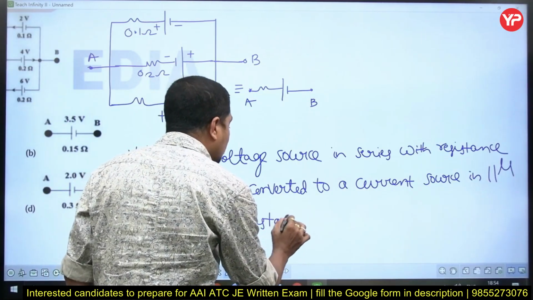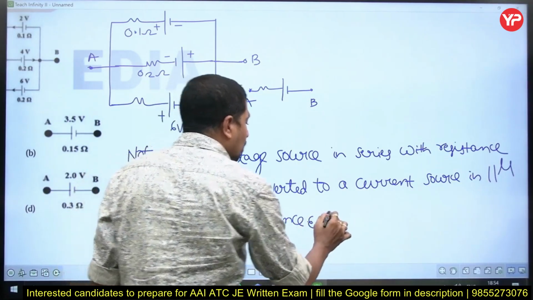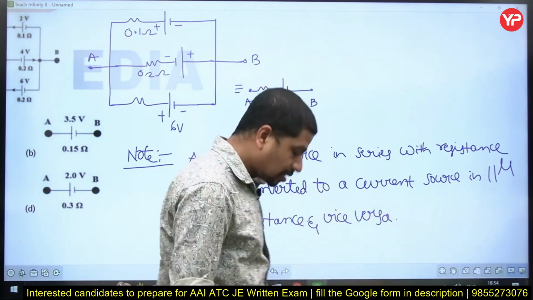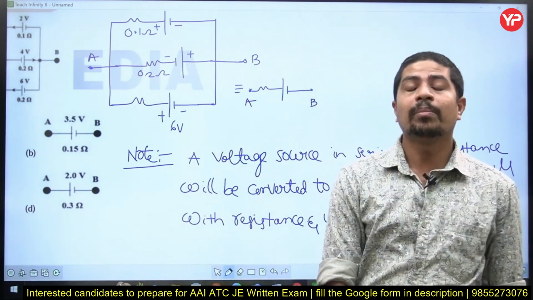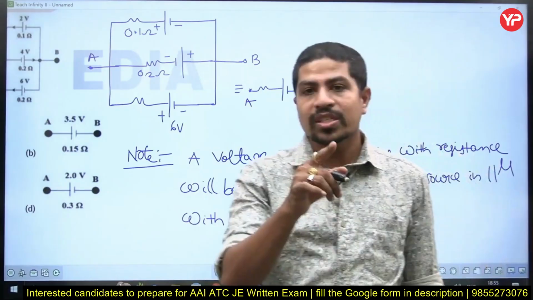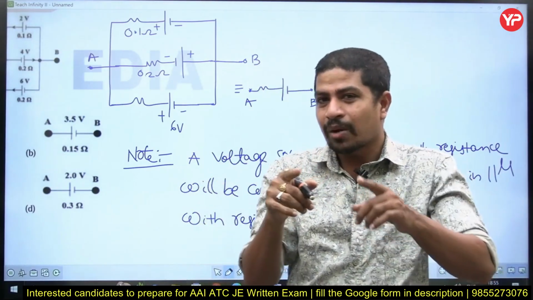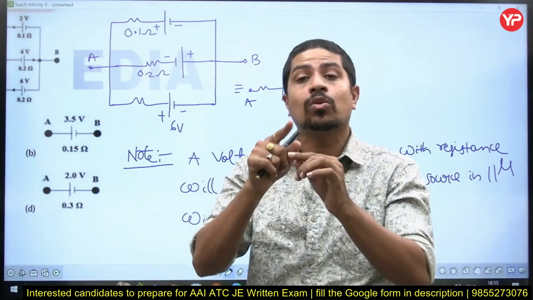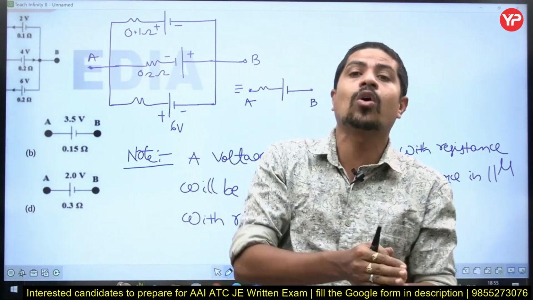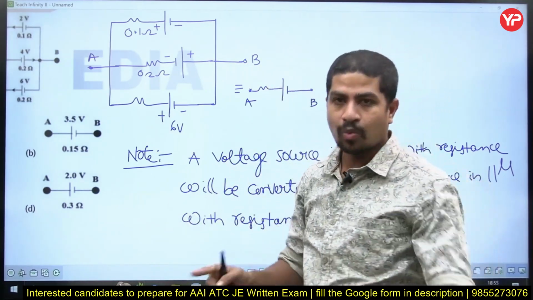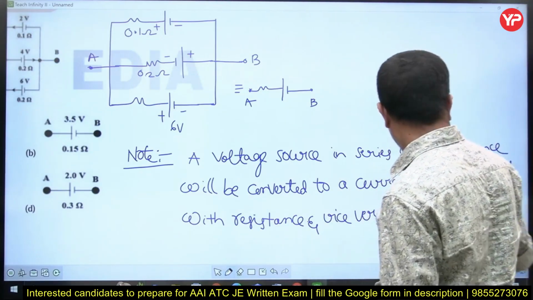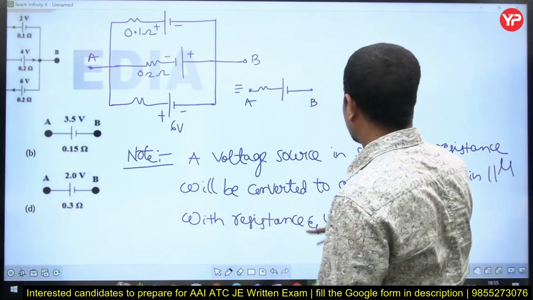What do I mean by this? And vice versa. What do you mean by vice versa? A voltage source in series with the resistance will be converted to a current source in parallel with the resistance. Suppose you have a current source in parallel with resistance, that will be converted to a voltage source in series with resistance. It is vice versa.